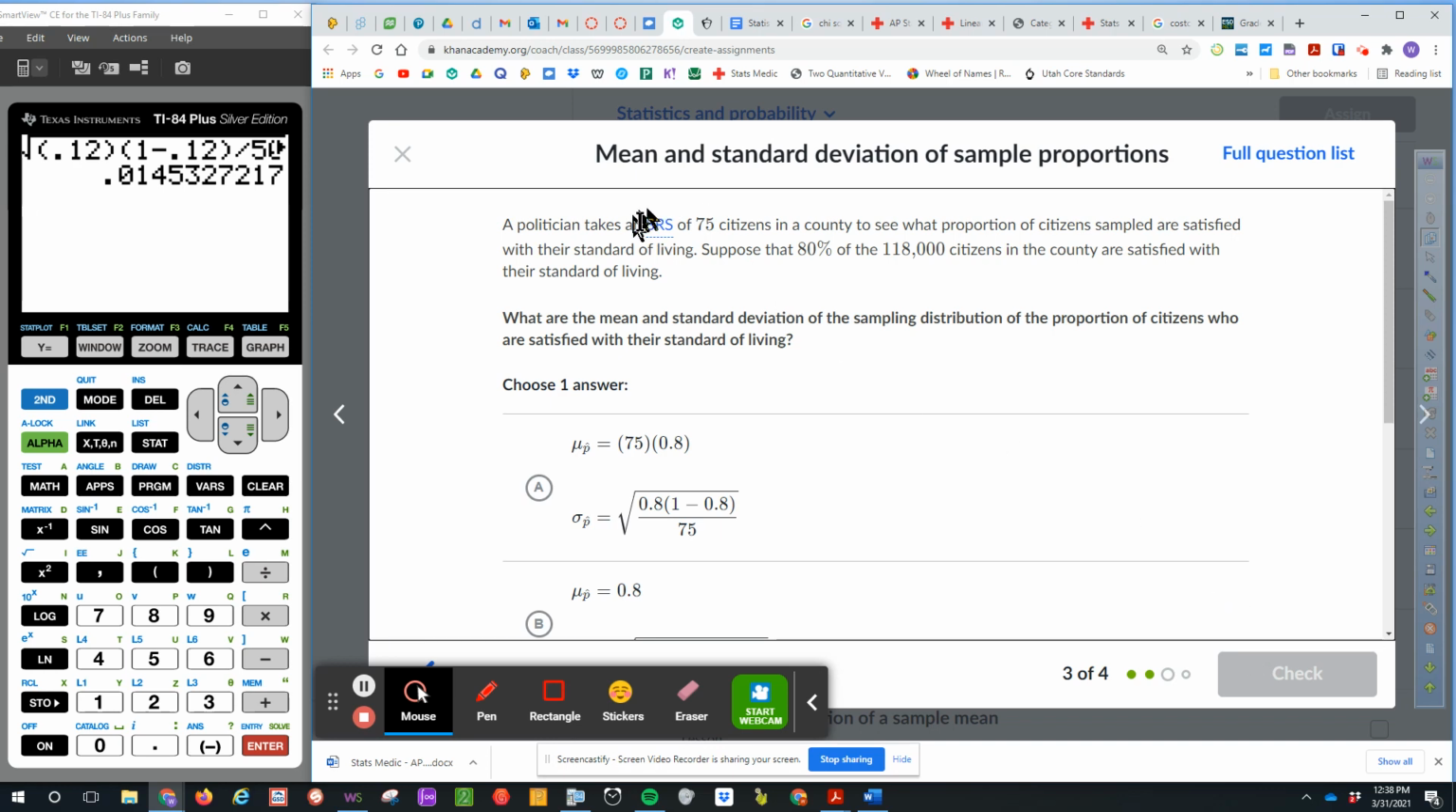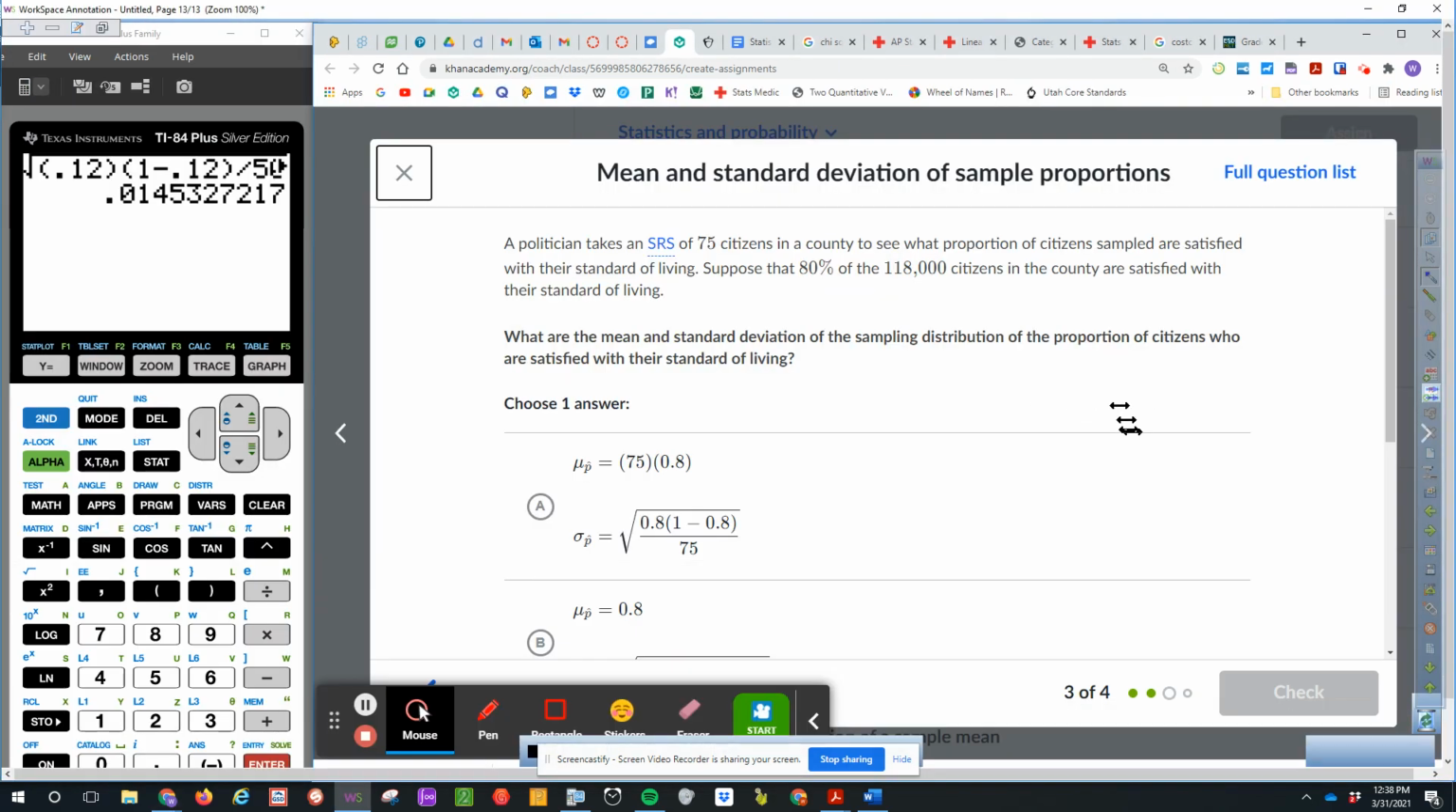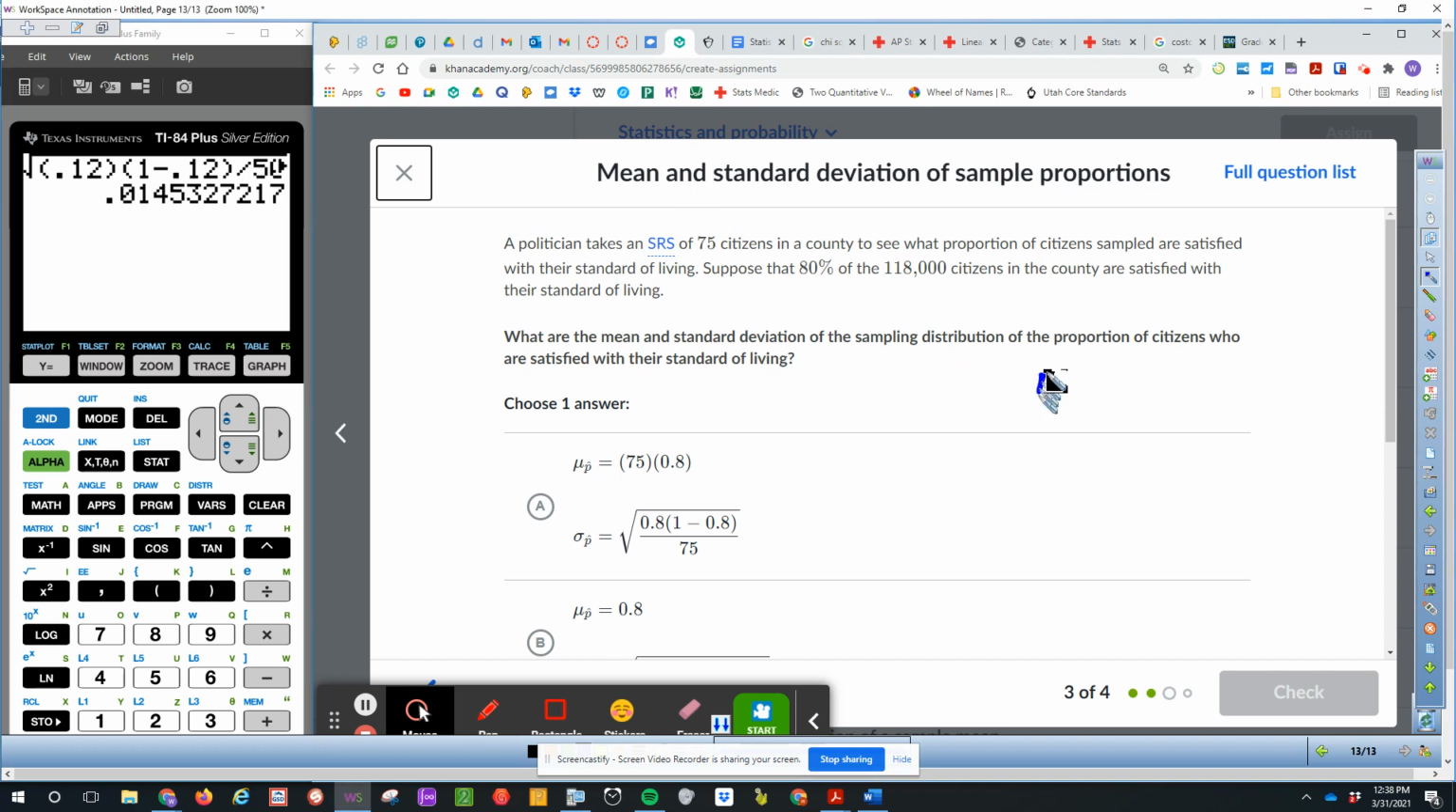A politician takes an SRS, a simple random sample of 75 citizens in a county, to see what proportion of citizens sampled are satisfied with their standard of living. Suppose that 80% of the 118,000 citizens in the county are satisfied with their standard of living. So your n is 75, but your true population proportion P is 0.8.